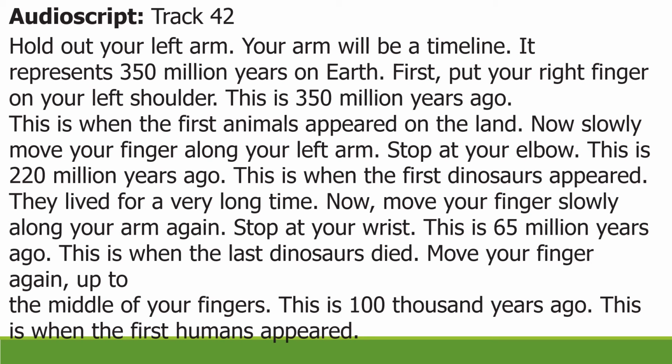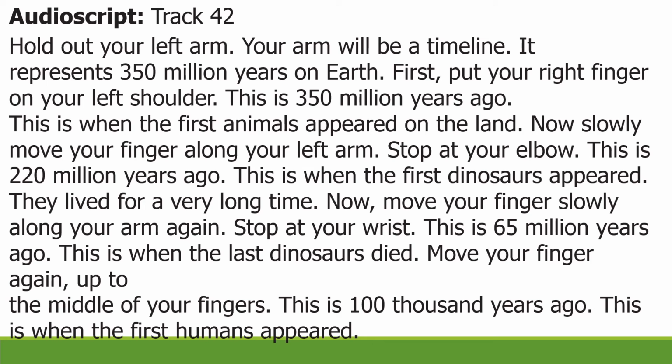Hold out your left arm, hold it out. Your arm will be the timeline, okay? Timeline means a period of time between one time to another time. That's timeline. So your arm will be the timeline. It represents 350 million years on Earth. So the left arm you're holding out now represents 350 million years on Earth.